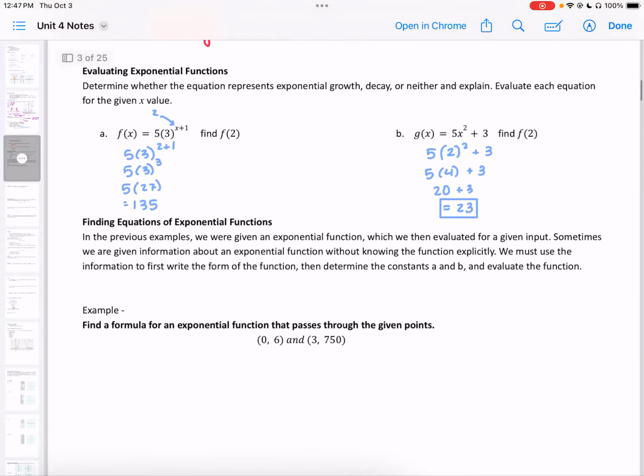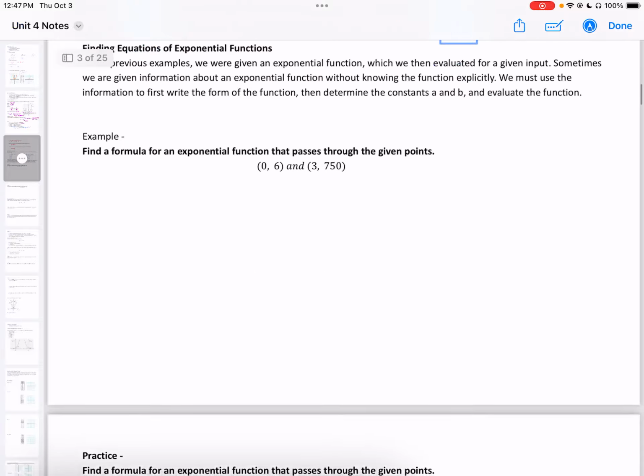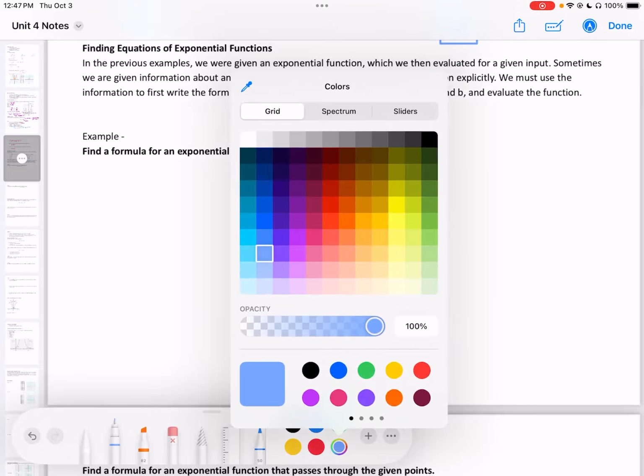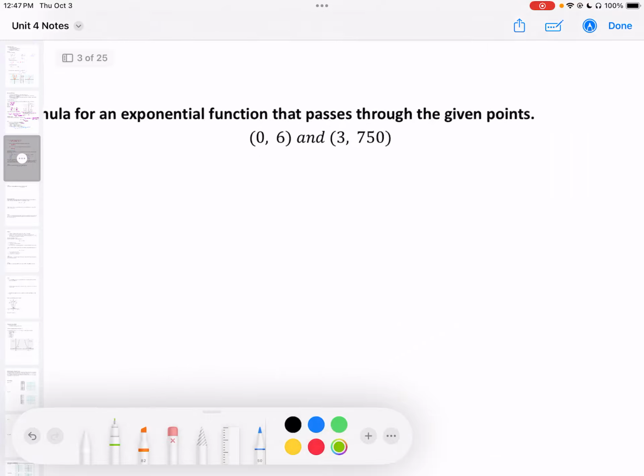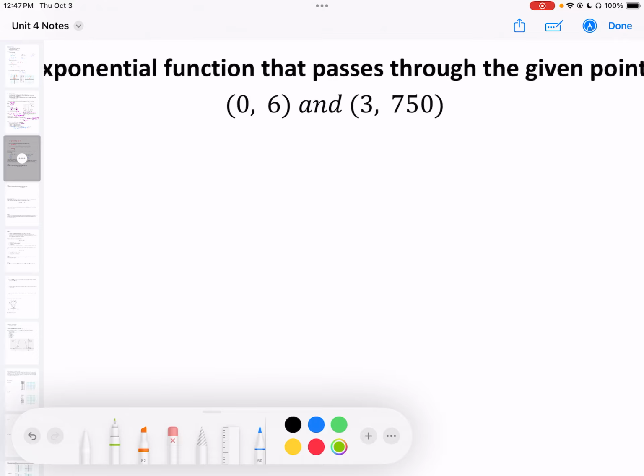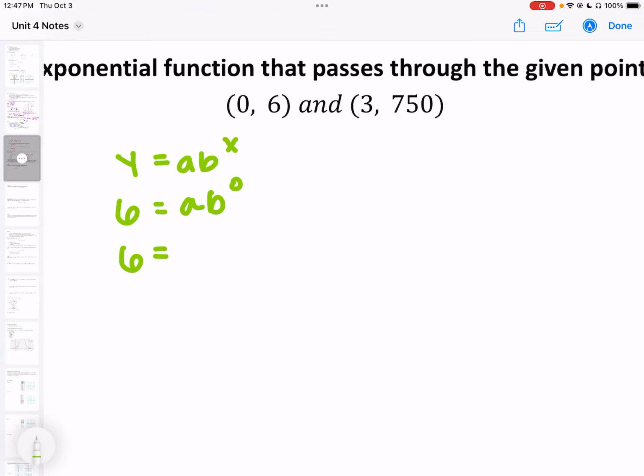This is something that you'll see, especially in the homework and on any quizzes or exams: finding the formula for an exponential function when you're given 2 points. So where you want to start is writing your function with general variables. Then I'm going to go ahead and plug one of those in. I know that a times b to the 0 is going to be a times 1. So that tells me a is equal to 6, which is great.